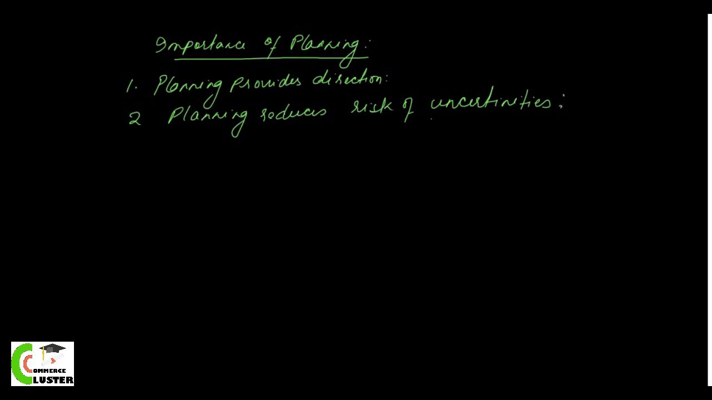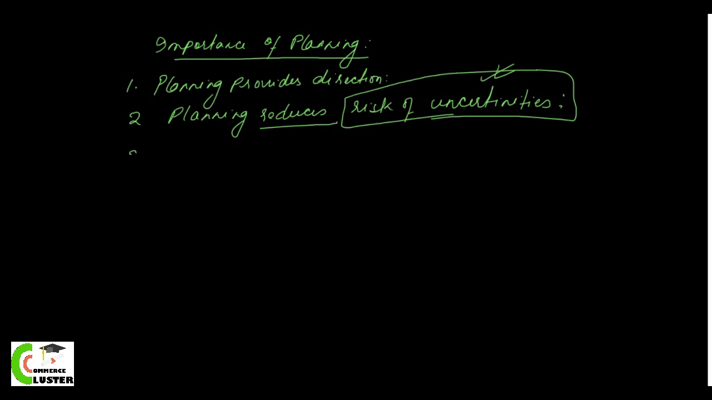Planning reduces the risk of uncertainties. Like I've said earlier, when the managers or the planners of the organization plan, they first make assumptions about the future: what is going to happen, and what are the possible events that may happen in the future. Based on the assumptions they have made about the future, they prepare a plan. Since all the possibilities which may happen in the future have been taken into consideration by the managers when they are preparing a plan for the organization, the risk of uncertainties reduces drastically.